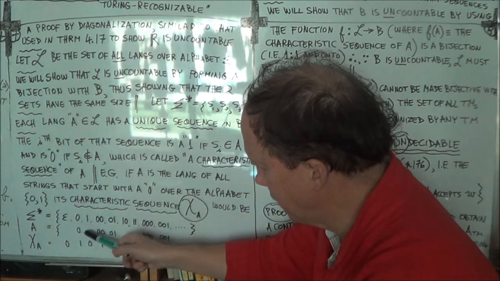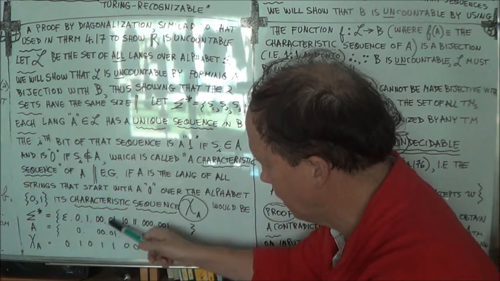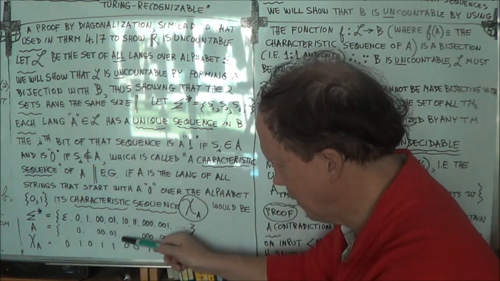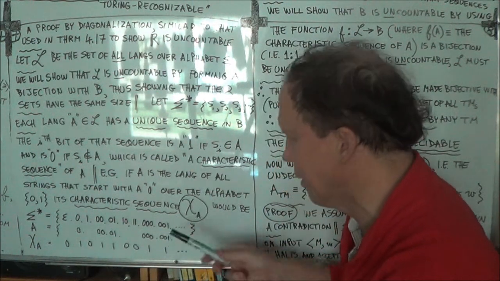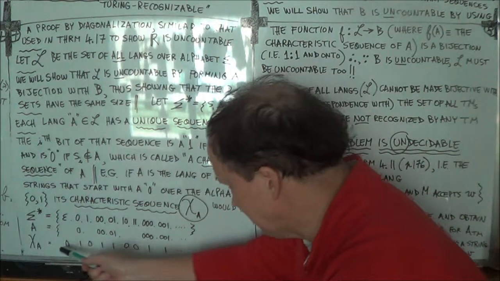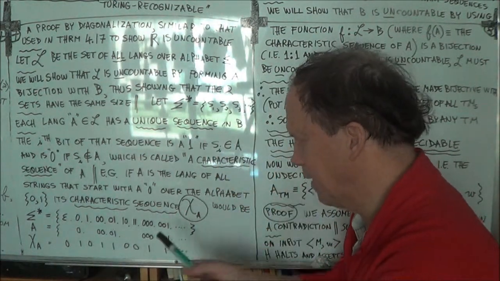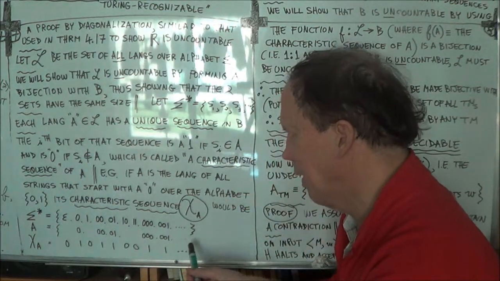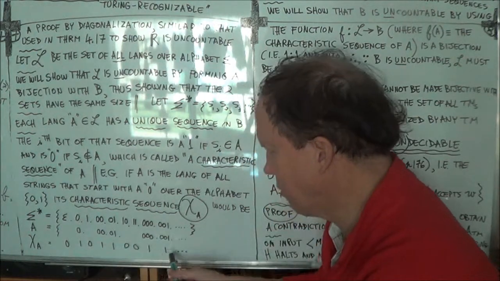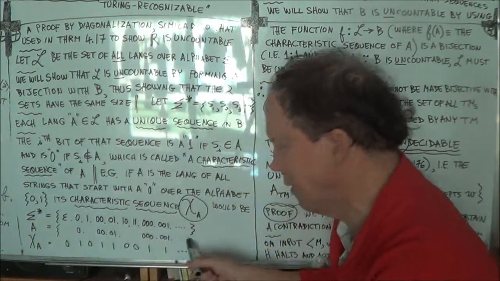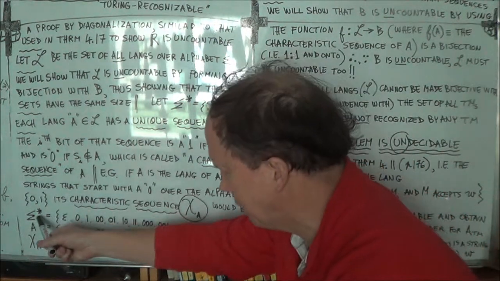There's nothing here, and there's a 1 here, so put a 0. These two are the same, so put a 1. These two are the same, put a 1. Not the same, put a 0. Not the same, put a 0. Same, put a 1. Same, put a 1, and so on. That binary string, it's not a set, it's just a string. So it's a characteristic sequence. And it's characteristic of what? Well, of the language, given the alphabet star.